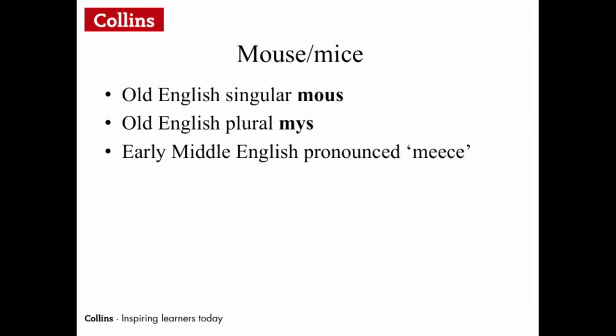Then what happened with the moose sound is it's obviously gone from English. And in the early Middle English period, the plural went from oo to e. Okay? So it became unrounded. So in the early Middle English period, we had meese. And then in the great vowel shift, e goes to I, oo goes to ow. So we've got mouse and mice. Okay? So that's why the plural of mouse is mice. I do have all of this, most of it, on handouts.